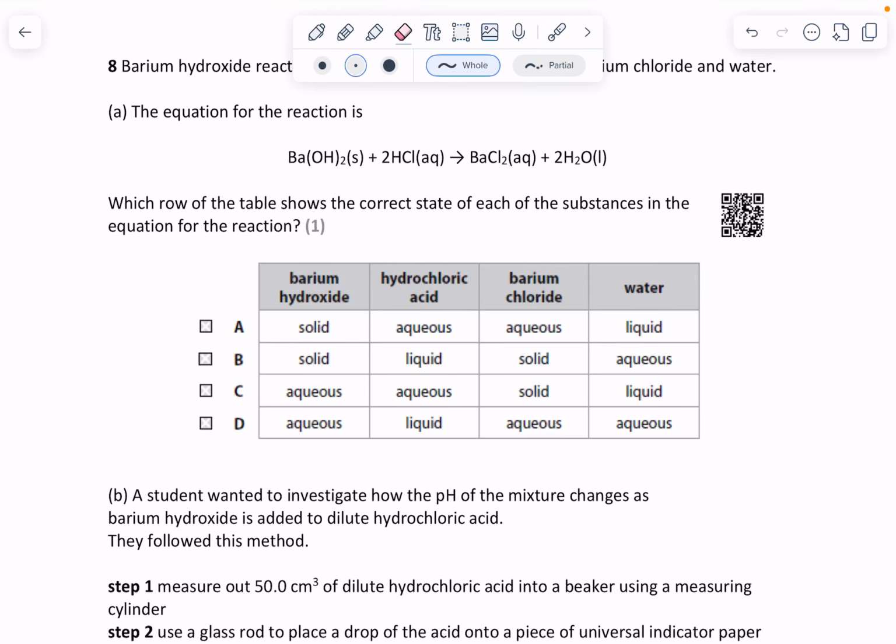Okay, so they've given us an equation and they've given us state symbols. Remember that S is solid, AQ is aqueous and L is a liquid, and we have to pick which row in the table matches the information. So the barium hydroxide has to be a solid, so it's not going to be option C, it's not going to be option D. And the hydrochloric acid is aqueous, so that means it's not going to be option A because it says it's a liquid. So the only sensible option we have left there is option A.